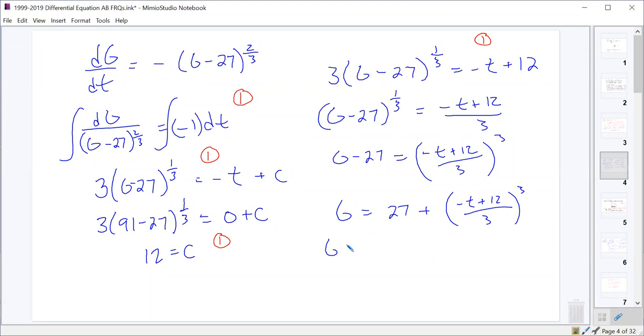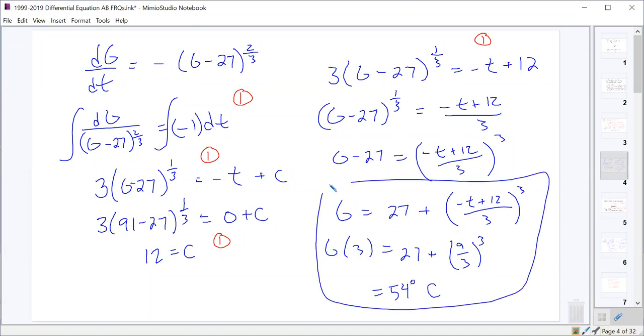And g of 3 would then be 27 plus 9/3 cubed, or 3 cubed. 27 and 27 is 54. So in order to get the last point, you need to have both the appropriate equation for g and 54 degrees Celsius.